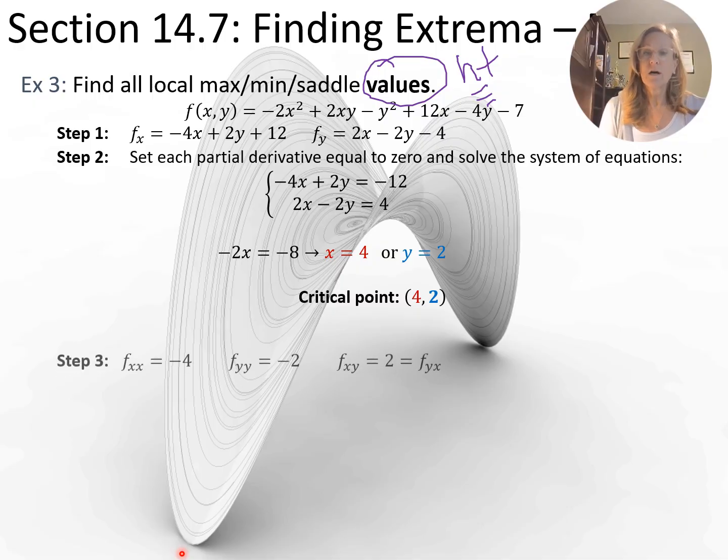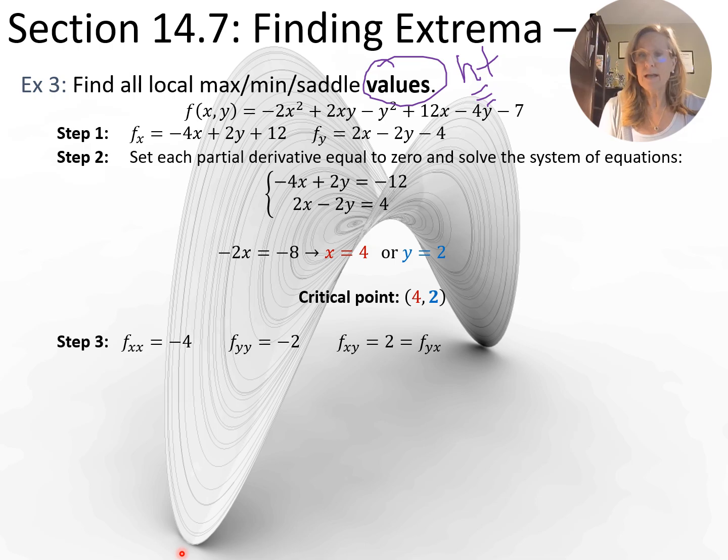And now I'm going to use a handy-dandy table after I get my pure second derivatives and then my mixed derivatives. Again, these were pretty nice. If I take fx and do my partial again with respect to x, I get negative 4. Fy with respect to y, I get negative 2. And then I can do either mixed partial. Again, we have continuity, so it doesn't matter whether you do fxy or fyx. I get 2 either way.